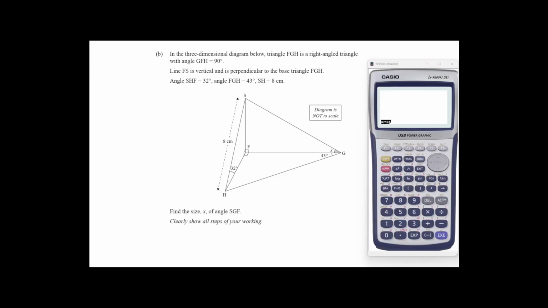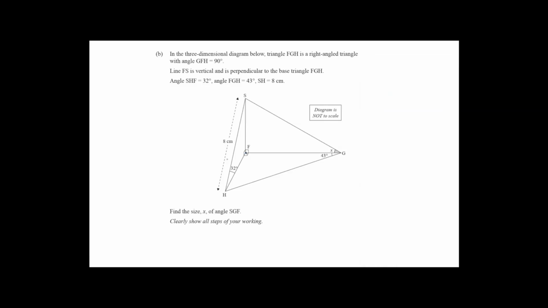Next one is a 3D trigonometry question. So we need to really read the questions. All of these are right angles, and if FS is vertical, this one here, and is perpendicular, meaning at right angles to this one. So these are all right angles around here. Imagine this is like one little corner of a room here, and the end result is that we want to find this one here, which is x.